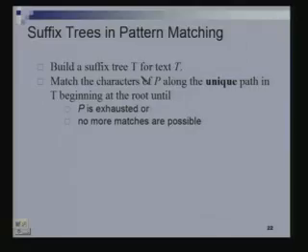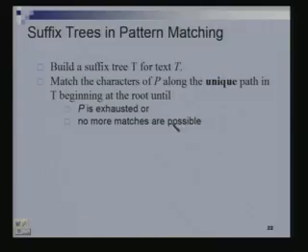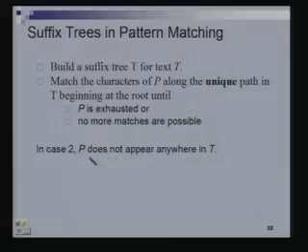So how do we do pattern matching? We build a suffix tree for the text, and match the characters of the pattern along the path, beginning at the root, until the pattern is exhausted. If the pattern is exhausted completely, then we have found a match. If no more matches are possible, then the pattern does not exist. So in case 2, P does not appear anywhere in the text.